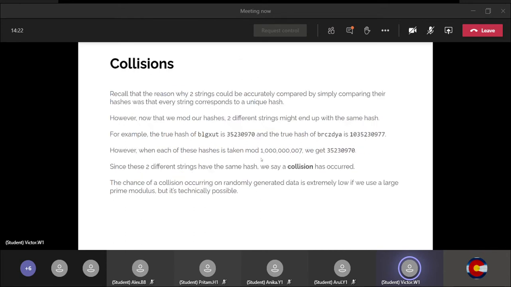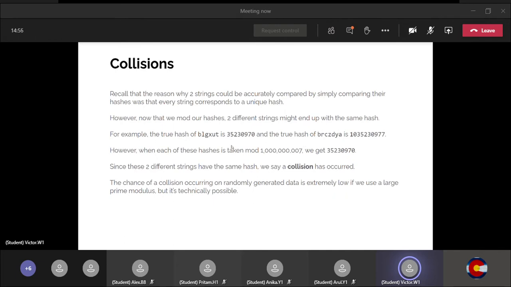So remember from a few slides ago that the reason we could just compare two strings using their hashes is that every string leads to a unique hash. But obviously when we introduce the mod, that destroys that property, right? You could have two strings as I have listed here. These two strings, modded using the process before, will lead to these hashes, which is fine because they're different. But if you take the mod 1,000,000,007, they actually result in the same hash.